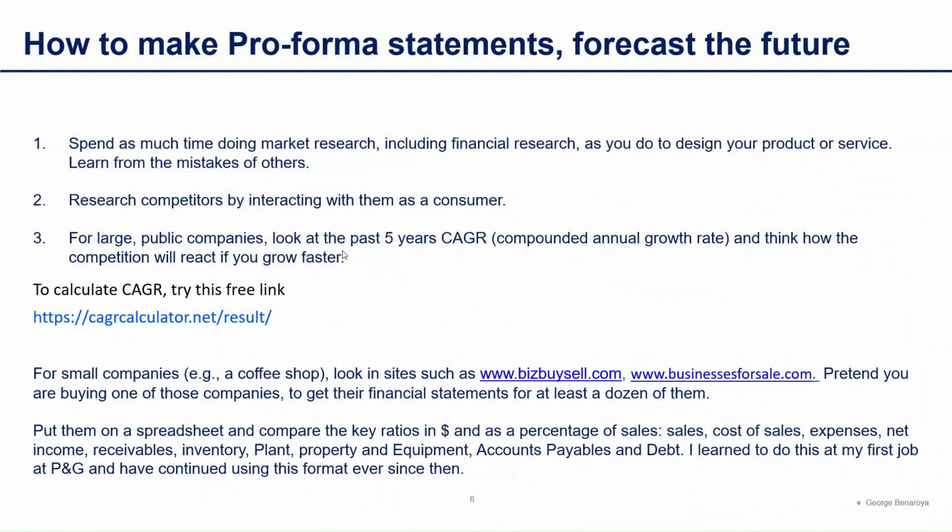3. For large public companies, look at the past 5-year CAGR, compounded annual growth rate, and consider how the competition will react if you grow faster. To calculate CAGR, try this free link.